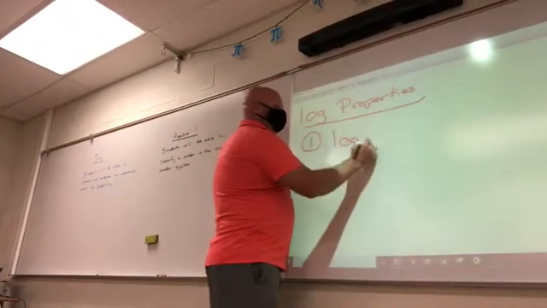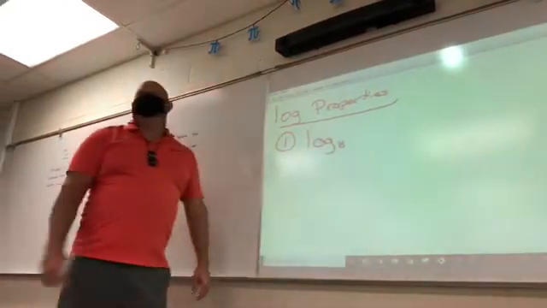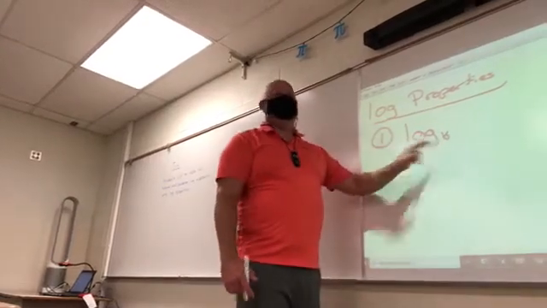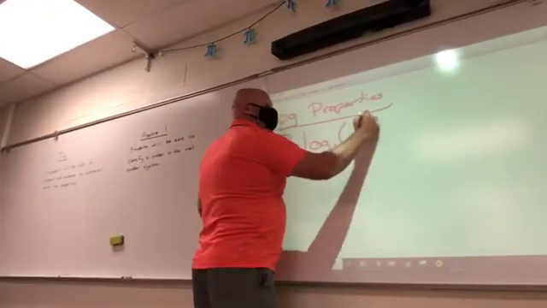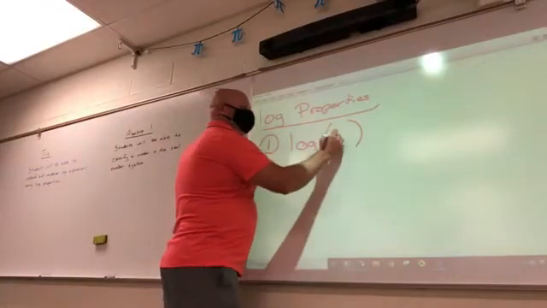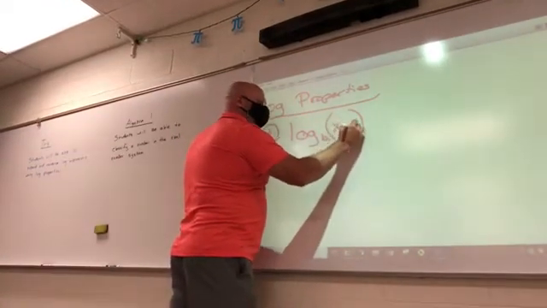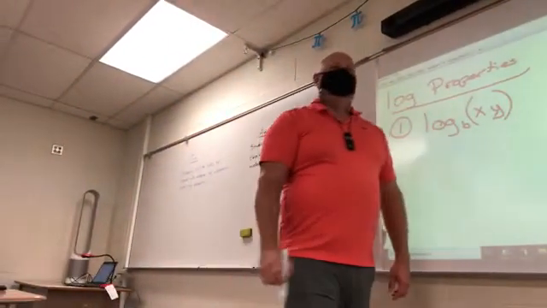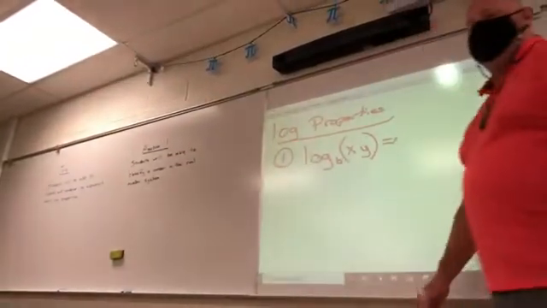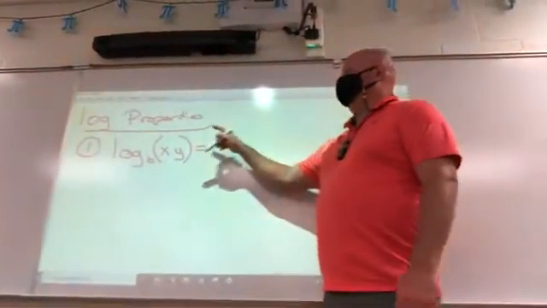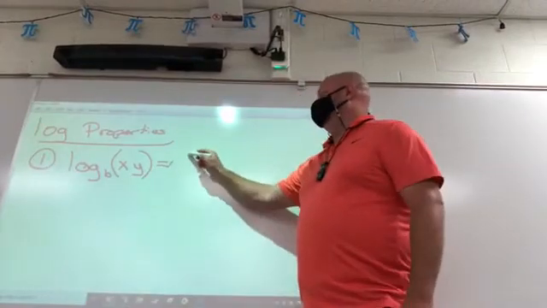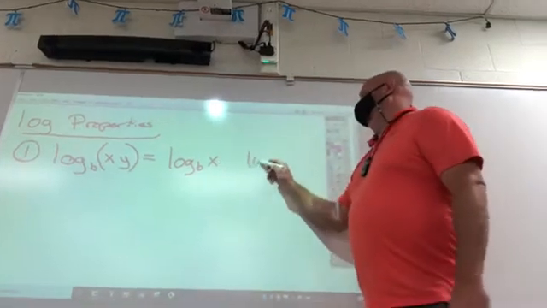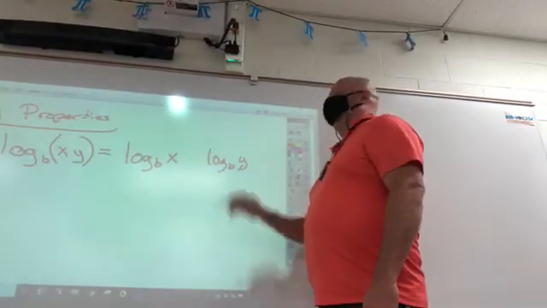If you ever see a log, and it doesn't matter what the base is, we're just going to put a b down there. It could be a 2, could be whatever number you want. Log base anything of, and then on the inside of the of, you have two different things multiplied together: x times y. Well, what you can do with that is you can rewrite that and give each part its own logarithm. So you can say that's the same thing as log base b of x and log base b of y. Give each part its own logarithm.